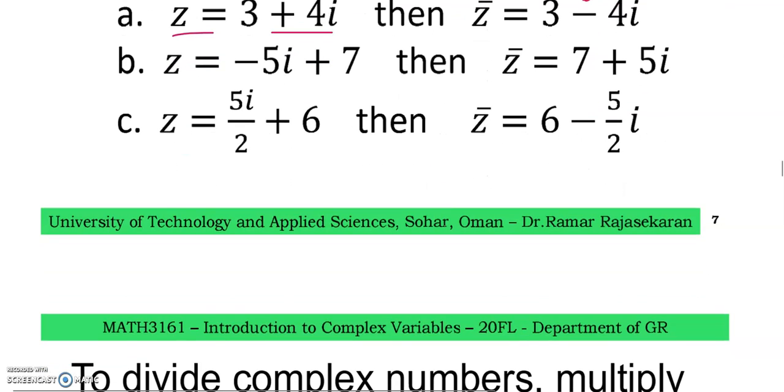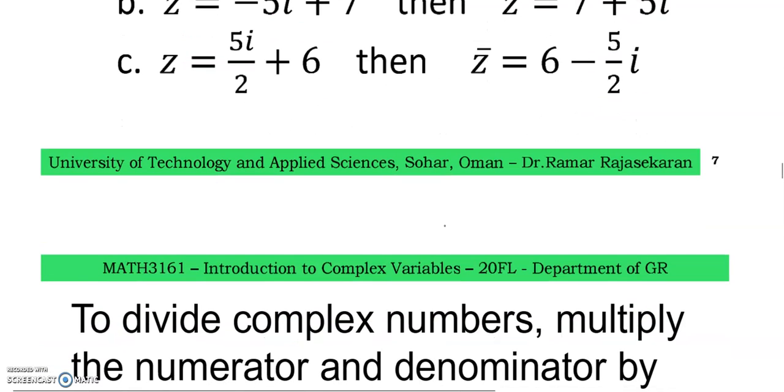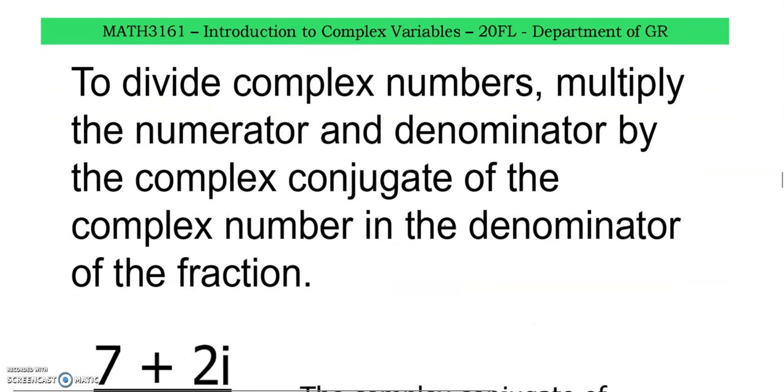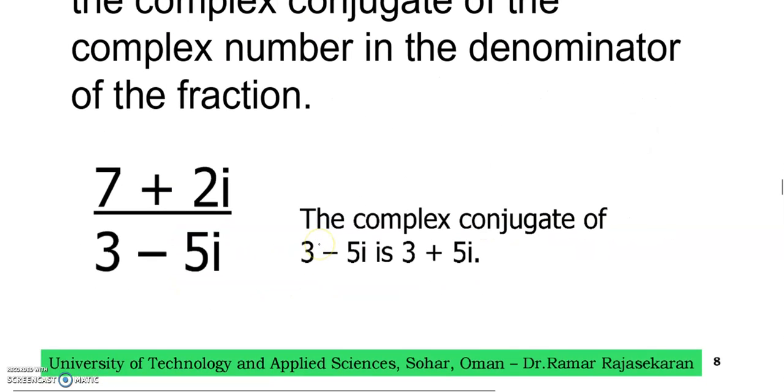Okay, so now where are we going to use the complex conjugate concept? Now you see we have seen addition, subtraction and multiplication of two complex numbers. Now here we are going to see how to divide complex numbers. So how to divide? It is given, multiply the numerator and denominator by the complex conjugate of the complex number in the denominator of the fraction. I will explain through one example.